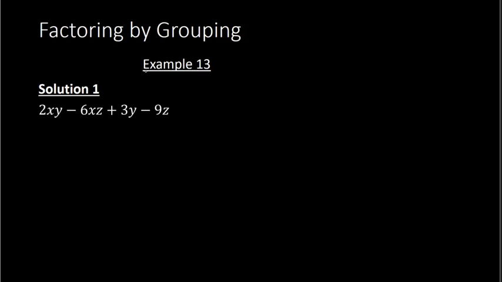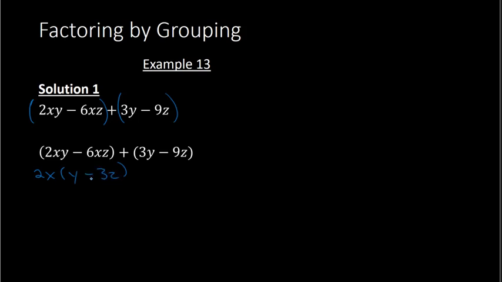So what I can do is I could group together, in this case, the first two and the last two. So let's try that. We group those together. So when I have this, now I can factor something out of both sets of parentheses. In the first set of parentheses, I can factor out a 2 and an x. That is the greatest common factor. In parentheses, I have y, then minus 3 times z. Over here, I can pull out a greatest common factor of 3, and in parentheses, I'm left with y minus 3z.